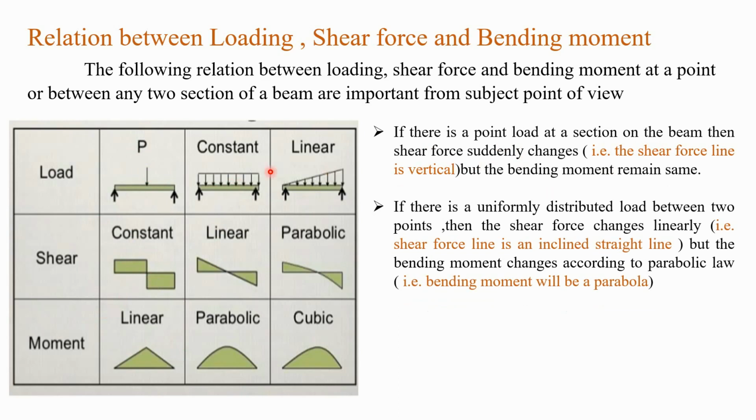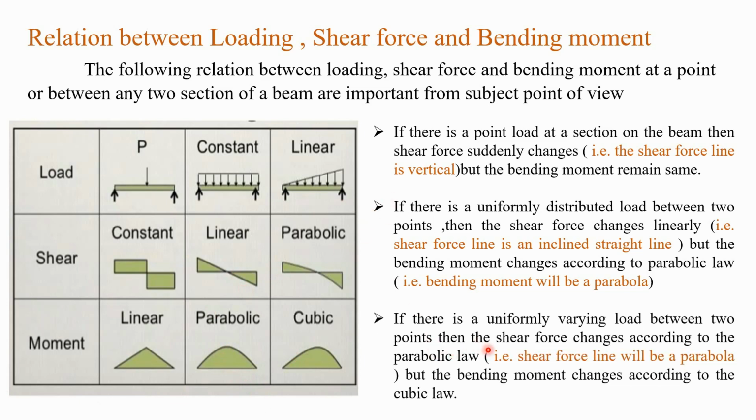Then the second case: if there is a uniformly distributed load between two points, then the shear force changes linearly, that is, the shear force line is an inclined straight line, but the bending moment changes parabolically, or the bending moment will be a parabola. And the third case: if there is a uniformly varying load between two points, then the shear force changes according to the parabolic law, that is, the shear force line will be a parabola, but the bending moment changes according to the cubic law.